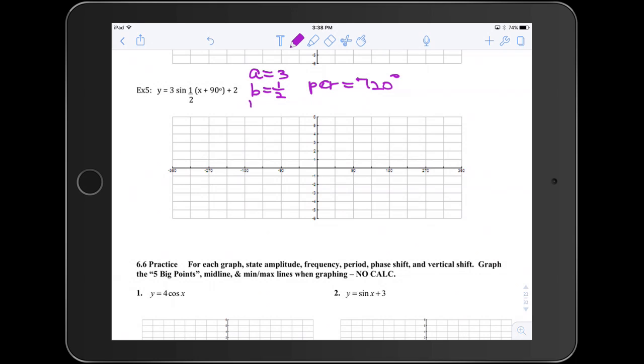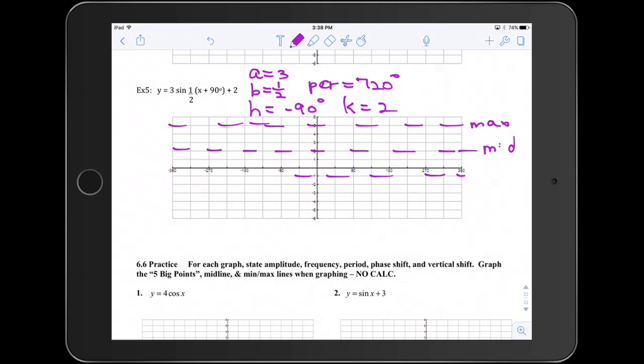The H value is -90 degrees, and we have a K of 2. I am not going to have room right there, so I'm going to put the K value right here. So I'm looking at the K value, which is 2. That means that's where my midline is going to begin. I have an amplitude of 3, no reflection, 1, 2, 3. So I put my max, there's my mid, and 1, 2, 3, here's my min.